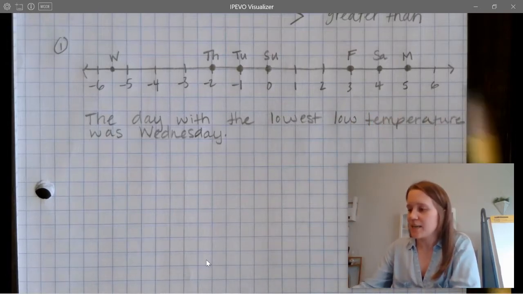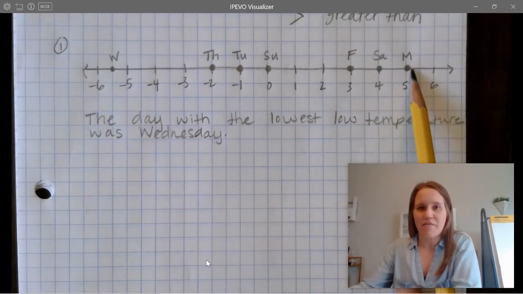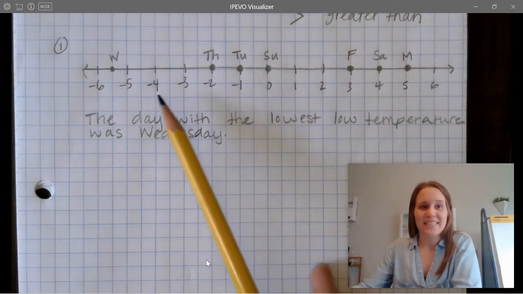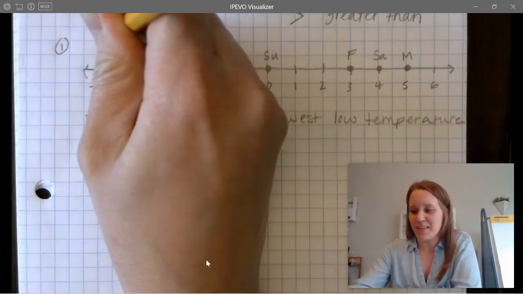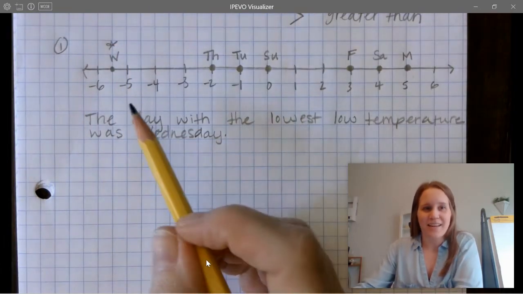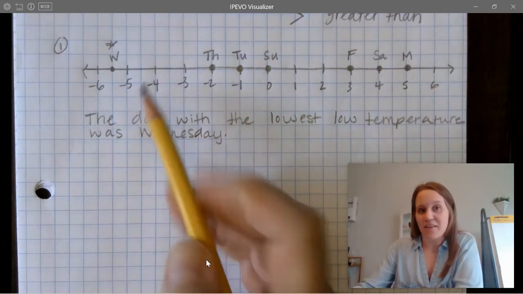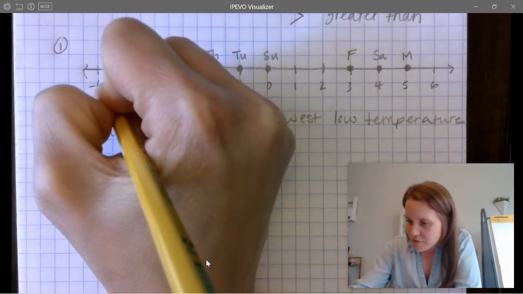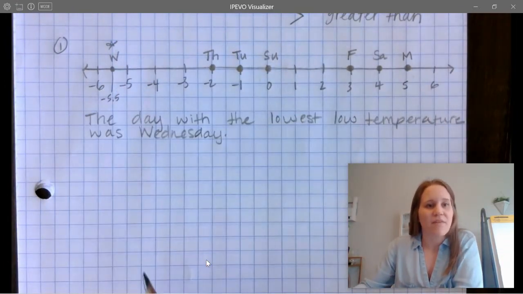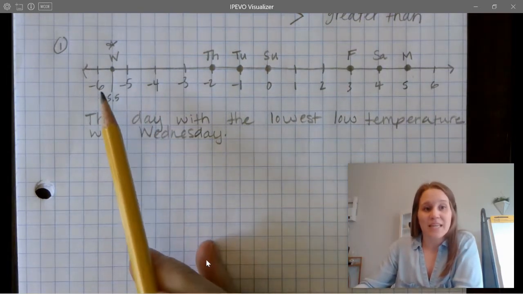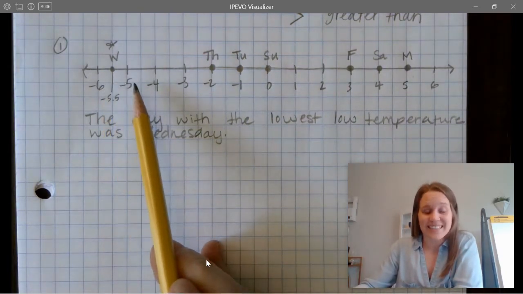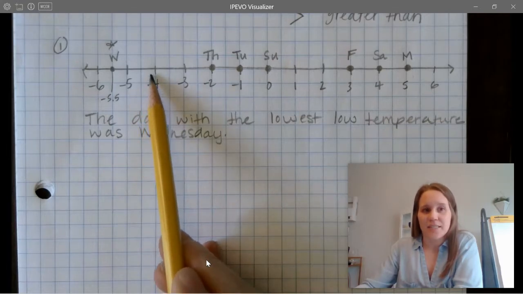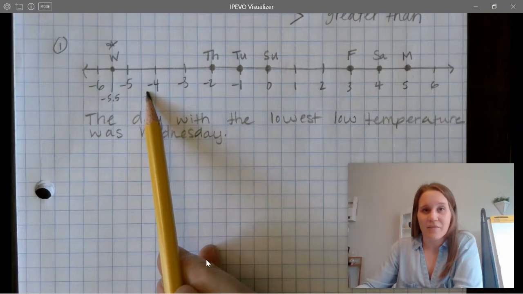You should see Monday we plotted at 5. Tuesday here at -1. Wednesday, this is the kicker, the one I want you to triple check and make sure you've got, -5 and 5/10. I'll go ahead and label it here. -5 and 5/10 or -5.5 falls in between -6 and -5. Common mistake is to accidentally put it in between -5 and -4.